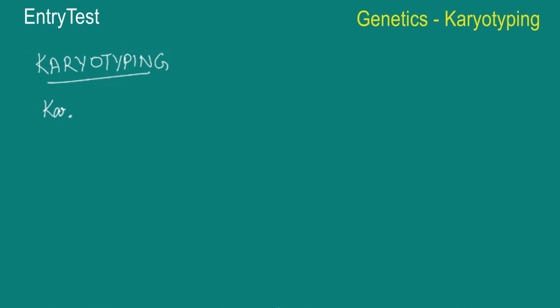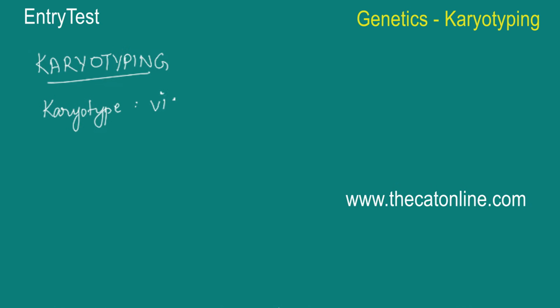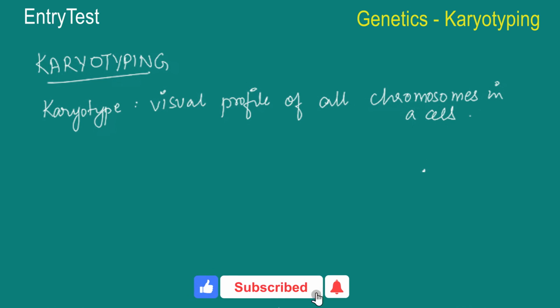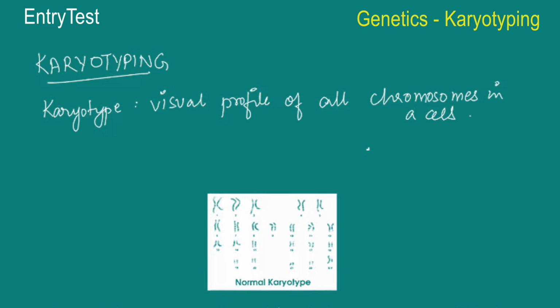So what exactly is a karyotype? A karyotype is nothing but a visual profile of all the chromosomes in a cell. What is basically done is all the chromosomes are arranged into homologous pairs and then displayed according to their structural characteristics. So this diagram that you can see is an example of a normal karyotype of a human.